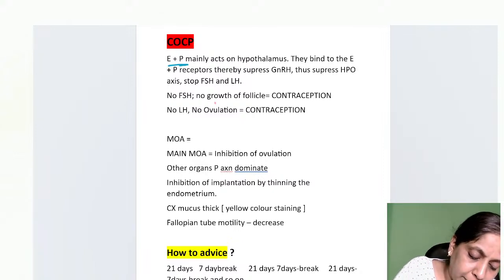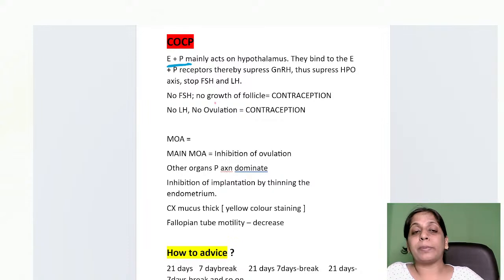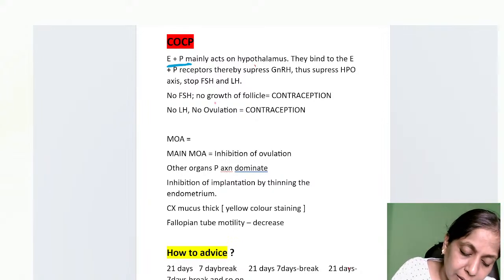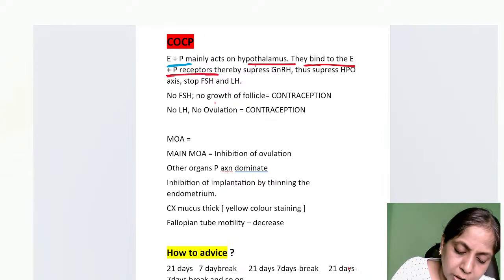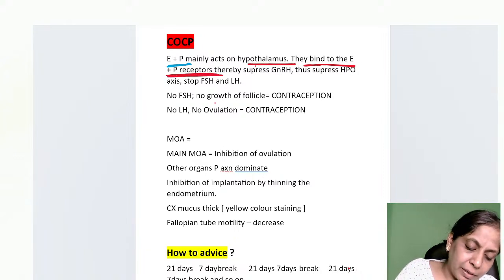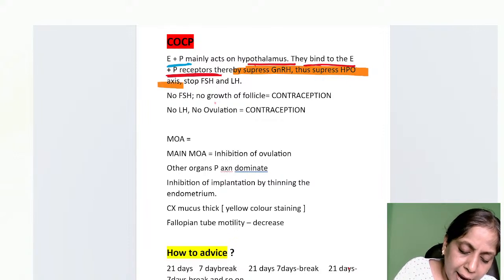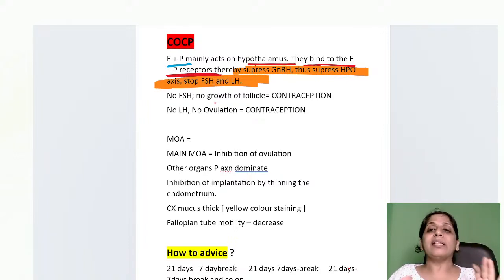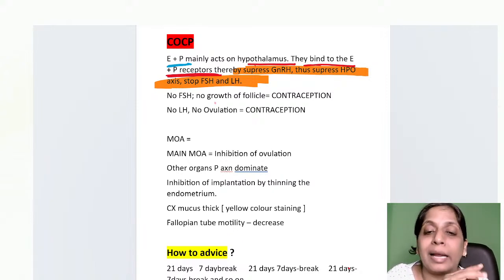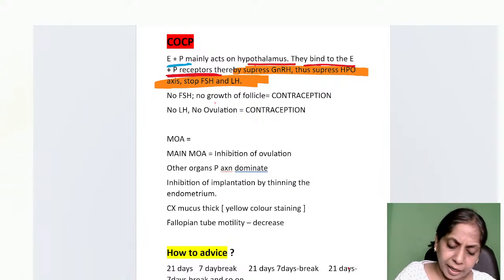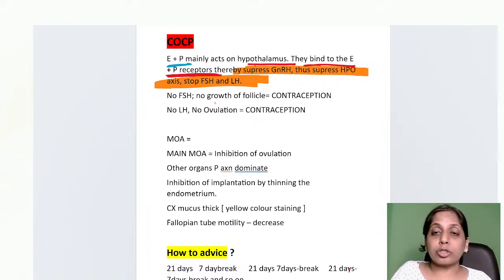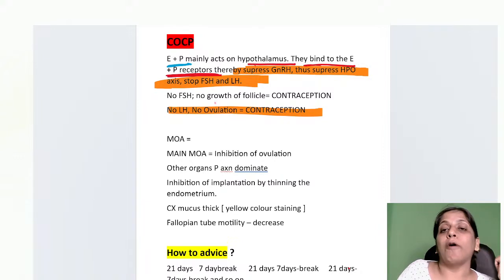COCPs contain estrogen and progesterone both. These COCPs act on the hypothalamus. They bind to the estrogen progesterone receptors and thereby suppress the GnRH release and they suppress the HPO axis. When they suppress the HPO axis, there will be no release of FSH and LH. When there is no release of FSH and LH, there is inhibition of ovulation. Okay, inhibition of ovulation. So the body's own HPO axis has stopped. So the main mechanism is inhibition of ovulation.